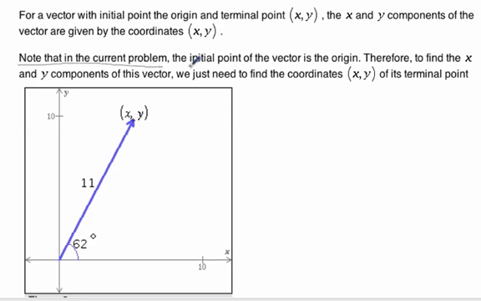Notice in this current problem, the initial point is at the origin. So of course that's 0, 0. That's nice. Gives us a good starting point. And so all we need are the x and y components here. We know this angle, 62 degrees, and we know this distance, which is 11. So how the heck are we going to figure out the end components?